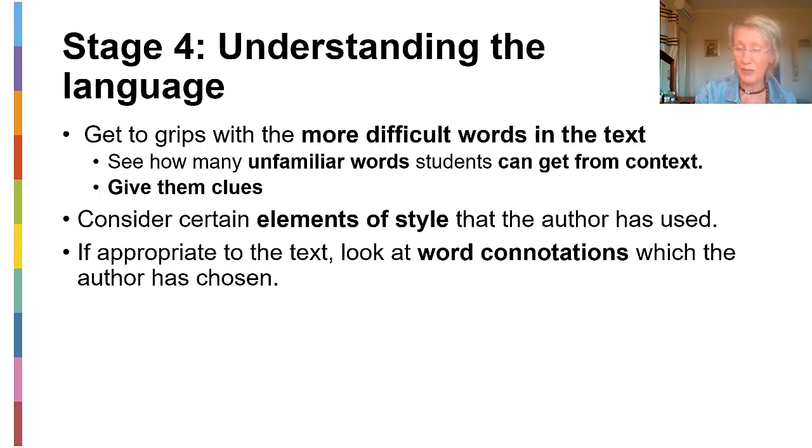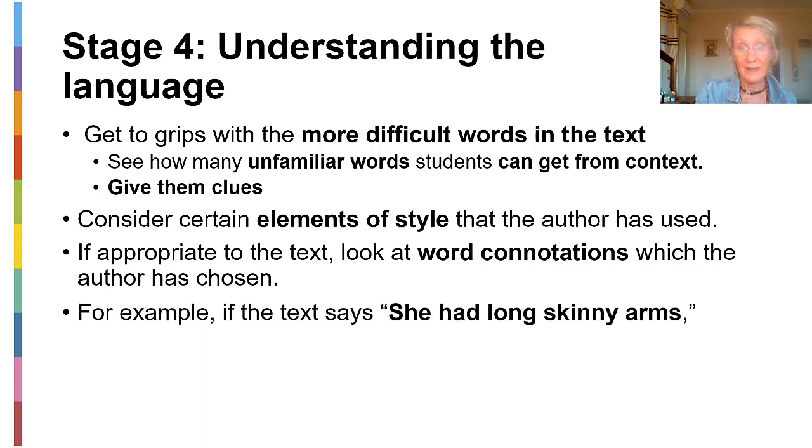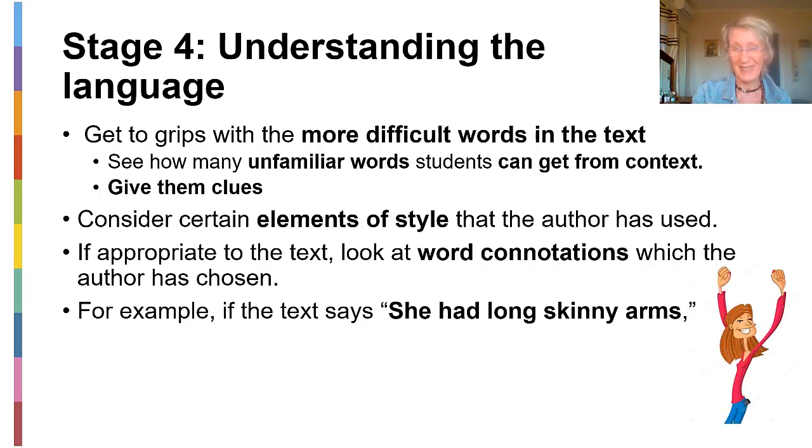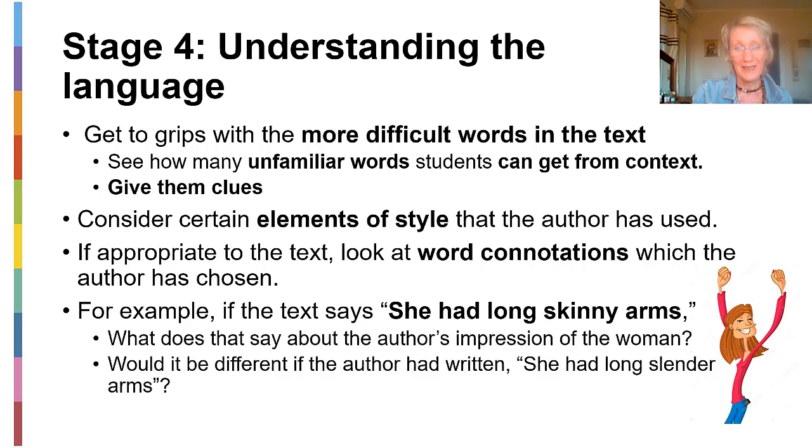What about connotations? Why is that word used? Why did he say whisper? Why did he say shout? Okay. For instance, if the text says she had long, skinny arms. Okay. There's long, skinny arms. What does it say about the author's impression of the woman? If someone says you've got long, skinny arms, but if the author says she had long, slender arms, okay, one is quite positive, one is quite negative. So often words have different connotations. You might like skinny, but someone might like slender. Remember, nothing's right or wrong.